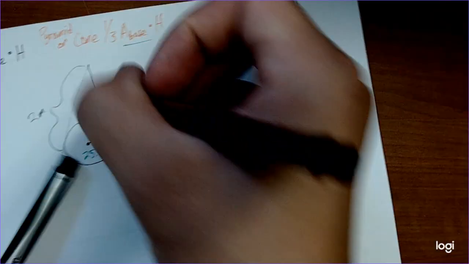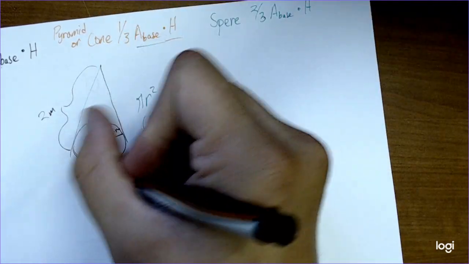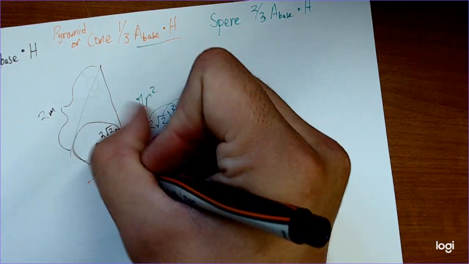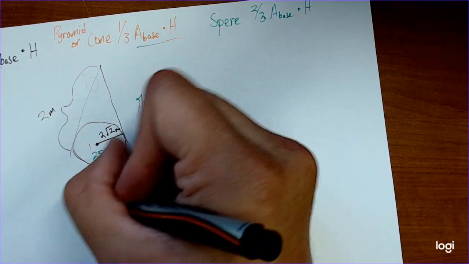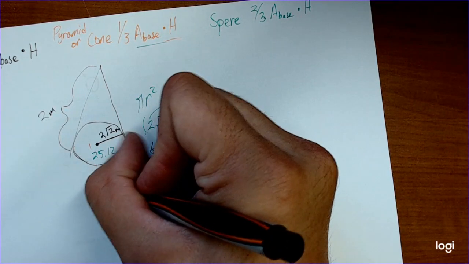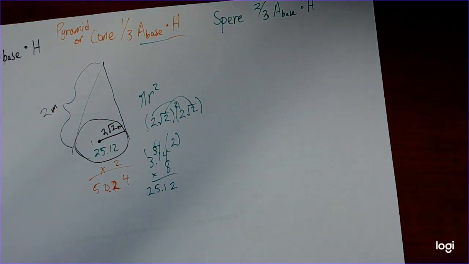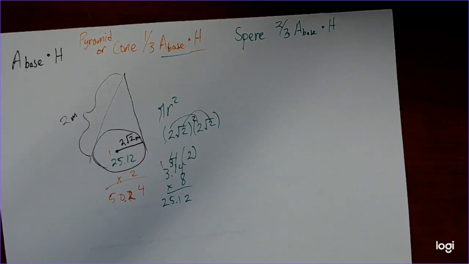So let's go ahead and do that. We'll do this in orange. So 25.12 times the height of 2 meters. That gives me 4, 2, 10, carry the 1, 5, 1, so 50.24. So now I'm at 50.24 for the area of the base times the height.